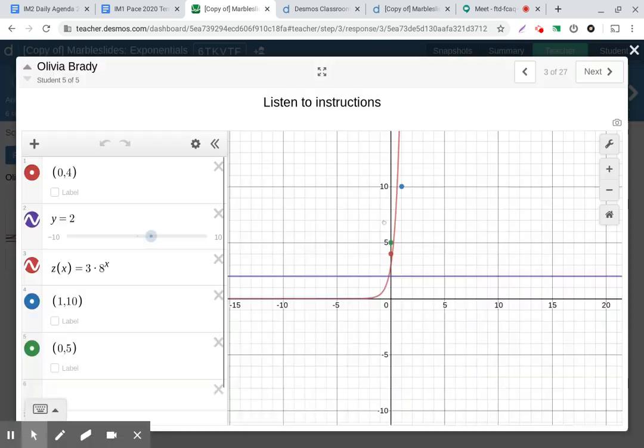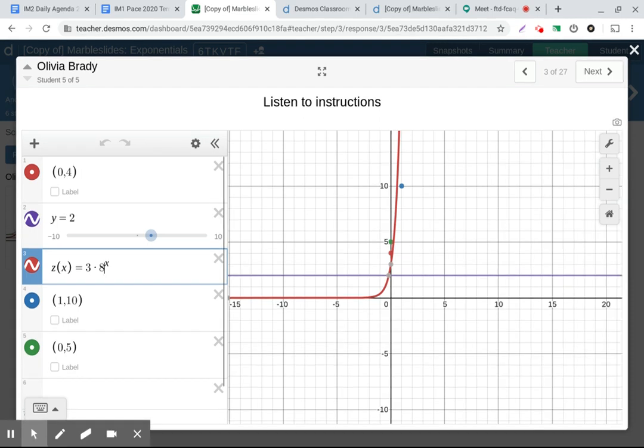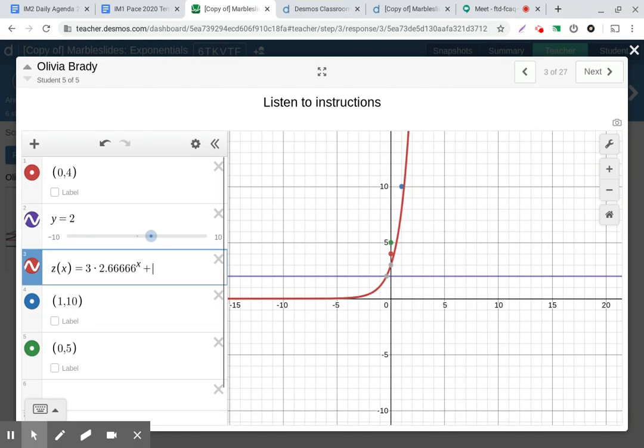Let me see Olivia's real quick. Olivia, you want to do the rate? It's 8 divided by 3. If you change it to a decimal, that'll be 2.6666. So you could change the rate to that, and then you're gonna put plus 2 at the end, and it will hit 0.5 and 1, 10.